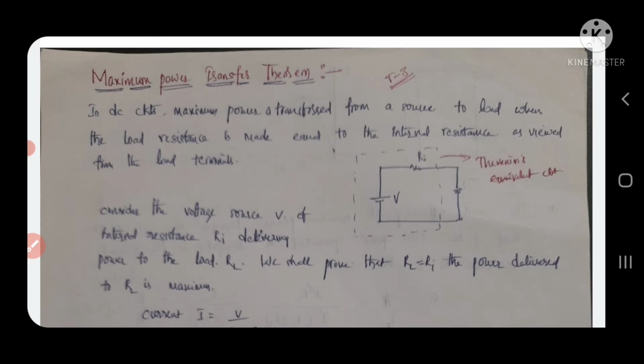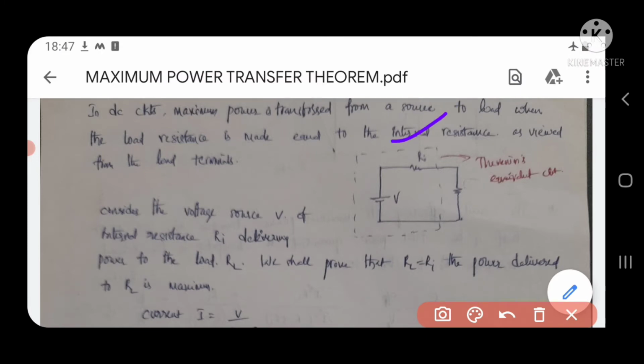Power transfer theorem states that the maximum power is transferred from source to the load whenever the internal resistance value is equal to the load resistance. So that is the maximum power transfer theorem statement. So let us see. This is a circuit diagram, Thevenin's equivalent circuit diagram.